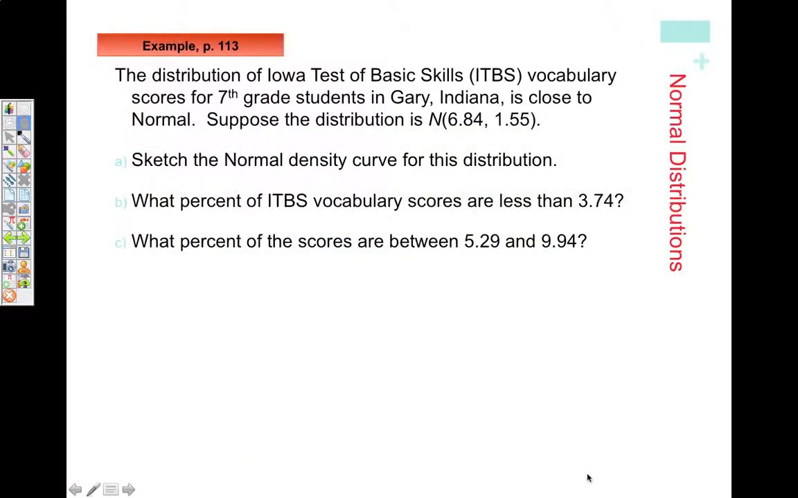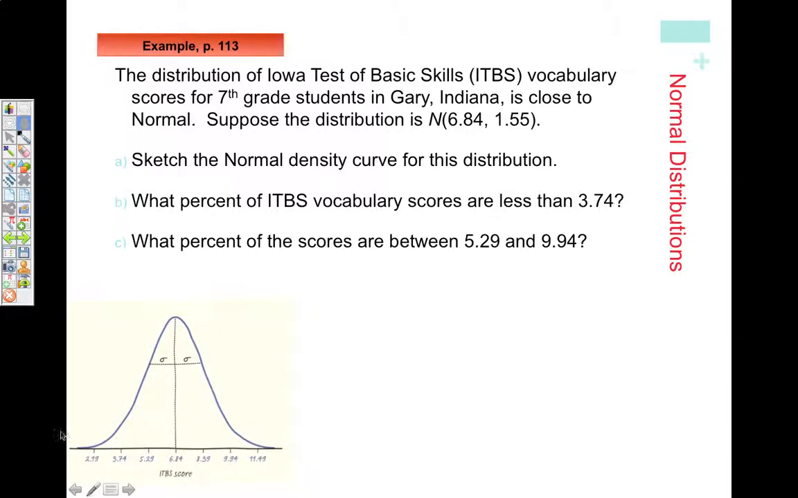Onward. So we have the Iowa Test of Basic Skills for 7th graders in Gary, Indiana. It's close to normal. We took all this data and found that it was pretty symmetric, with one peak, and it had a mean of 6.84 and a standard deviation of 1.55. Remember, this notation means it's normally distributed. Here's our mean, there's our standard deviation. Sketch the normal density curve for this distribution.